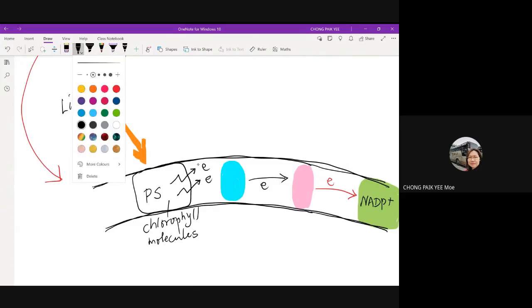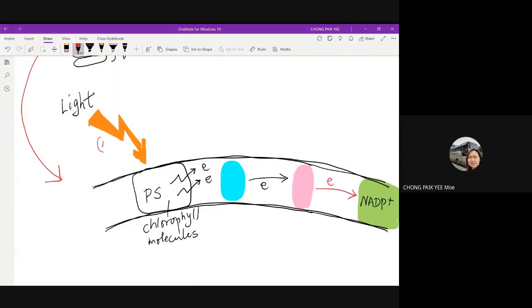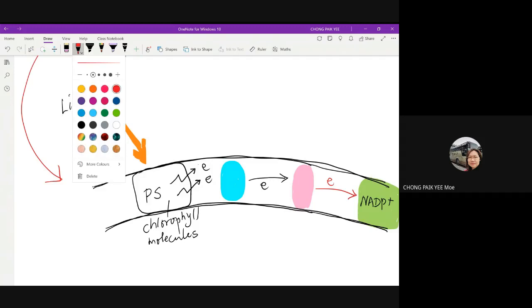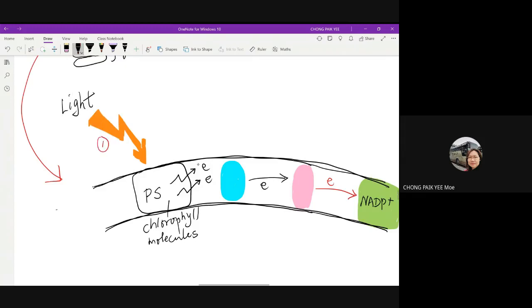You will see that when the light shines onto the chloroplast, this light actually goes to the thylakoid membrane. So what I'm drawing here, just to remind you, is the thylakoid membrane, and you will have all these chlorophyll molecules which are embedded in it. Now, this I think is labeled as TS.